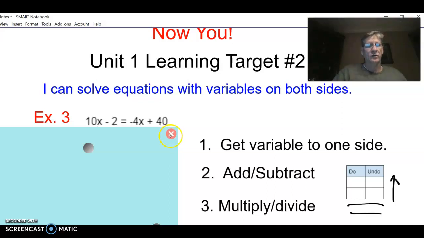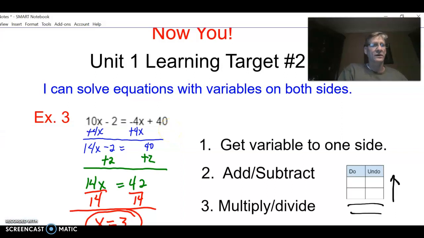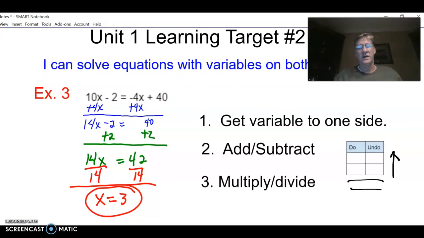And I'm going to show you the answer. And you can check your own work. So, if you got x is 3, good for you.